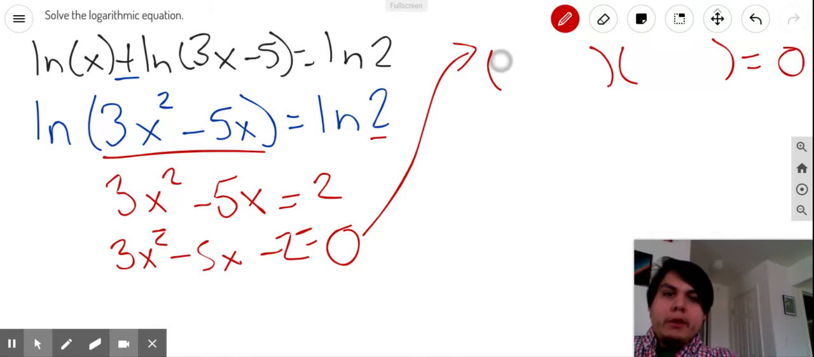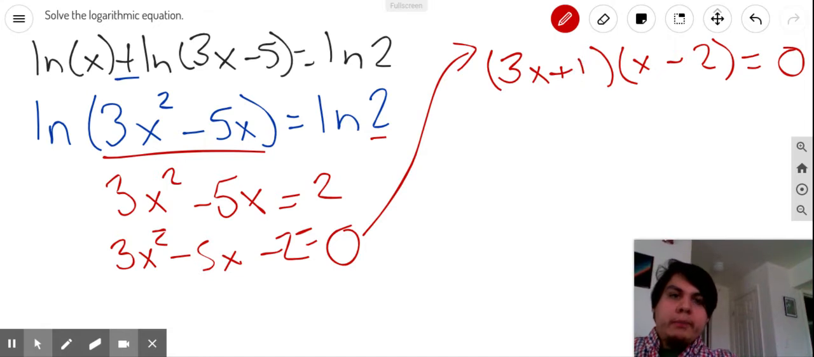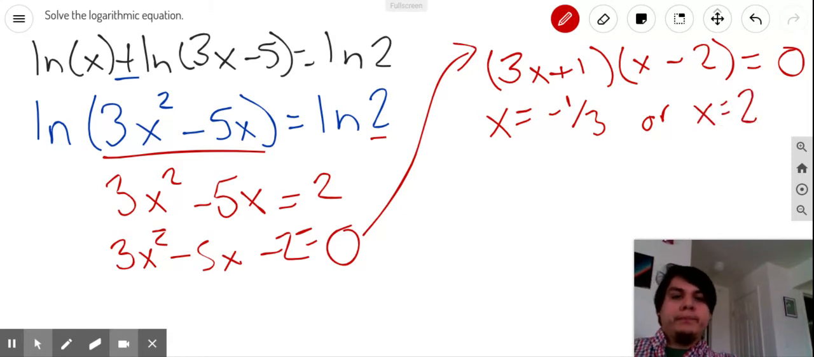So we're going to have a 3x and an x. I need a negative 5, so that should be a negative 2 in here, and that should be a plus 1. Yeah, and that'll give me what I want. So that means my values of x should be negative 1/3 or positive 2. And I'm done, right?